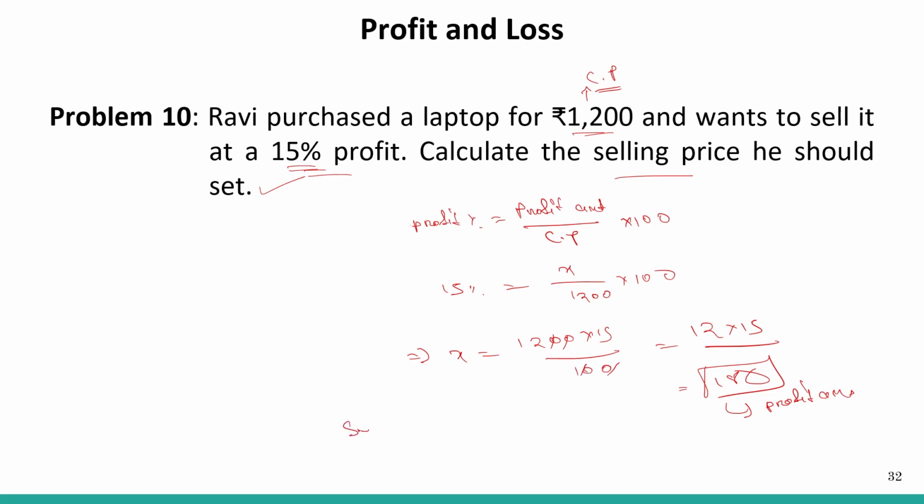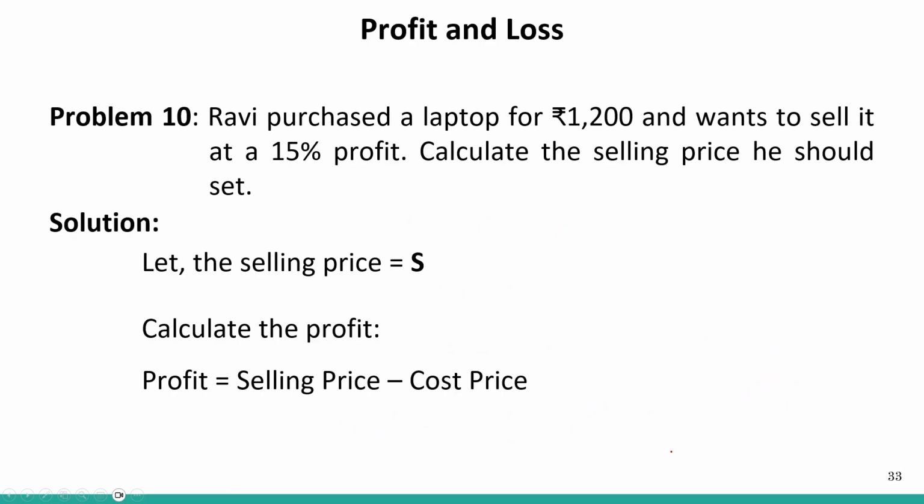So selling price is equal to what? So selling price is cost price plus profit. So cost price is 1200 plus 180 is the profit. So what we are left with is equal to 1380 rupees. Okay, so this much amount.